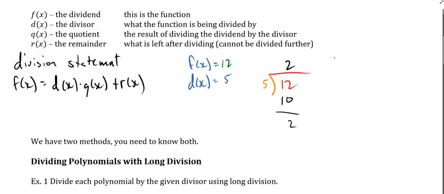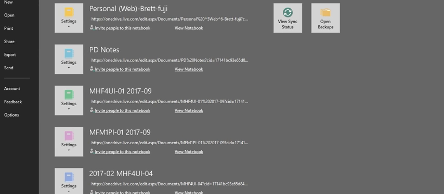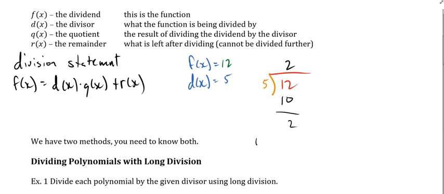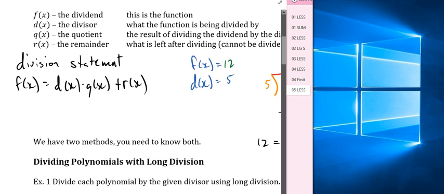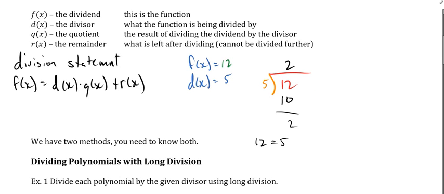So that means 12 divided by 5 equals 2 with a remainder of 2. This will be an adventure today. 12 equals 5 times 2 plus 2. There's my divisor. 12 was the dividend. There's my quotient. There's my remainder.